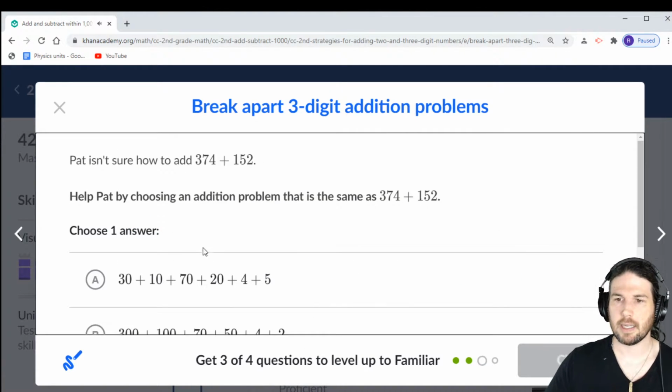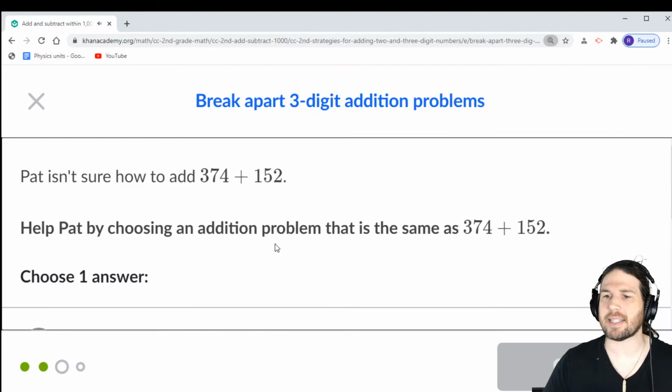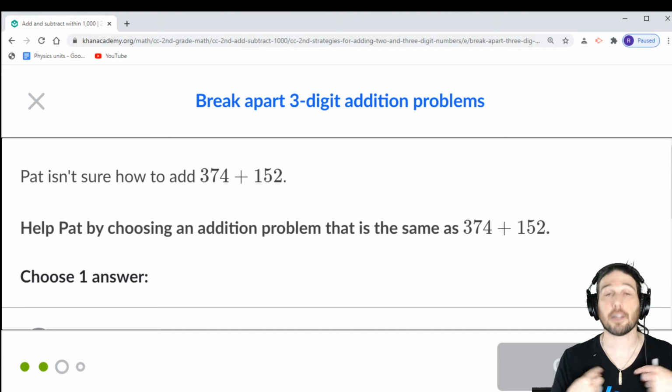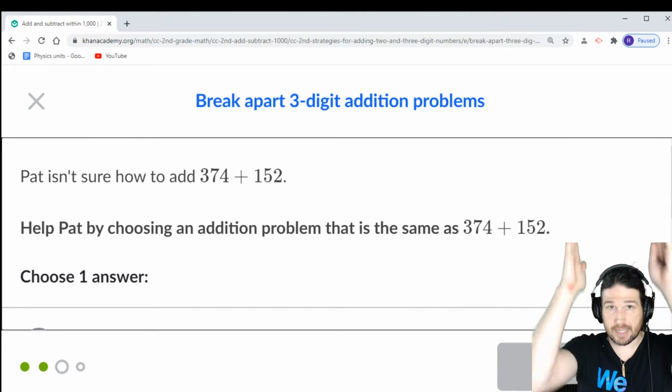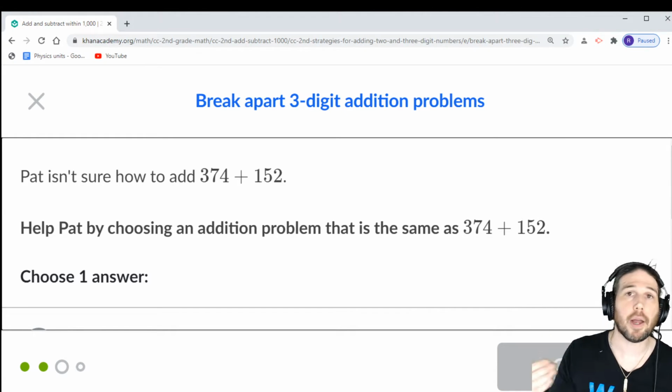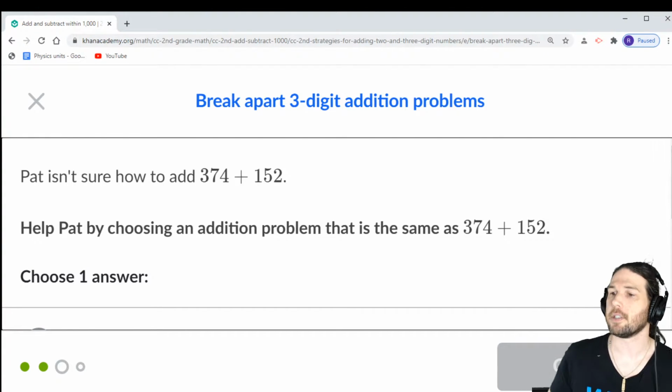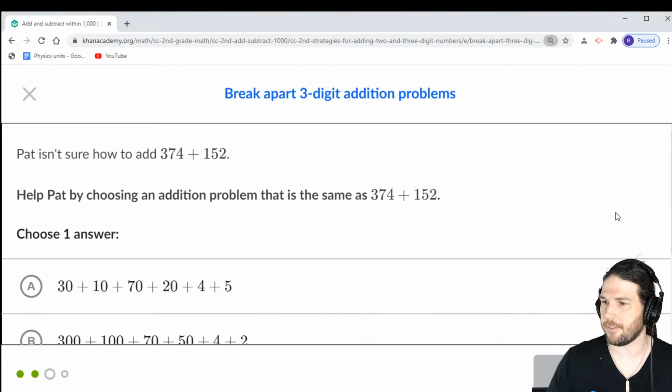Moving on. Pat isn't sure how to add 374 plus 152. Choose an addition problem that is the same. And again, if you did not learn the way I learned to write this down in columns and carry the 1 and all that other stuff, you might not understand. I didn't understand. I only understood much later when I understood why we carry the 1. So for now, let's take a look. So it's 374 plus 152.